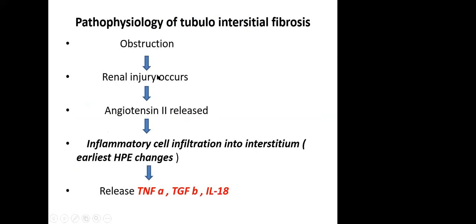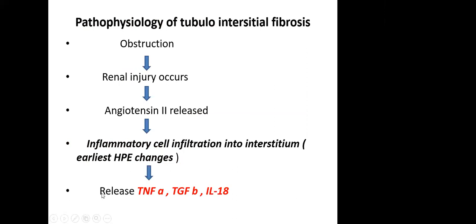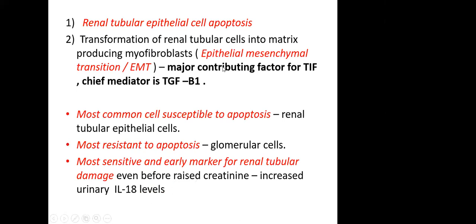So this is the pathophysiology in brief. First, there will be an obstruction. Then a renal injury occurs. Due to renal injury, angiotensin II will be released. This angiotensin II will recruit inflammatory cells into the interstitium, that is monocytes and lymphocytes, and these release transforming growth factors. This will lead to fibrosis of the tubular cells. The tubulointerstitial fibrosis, the most important microscopic change in obstruction, is due to the release of angiotensin II and all these growth factors, which is called epithelial mesenchymal transition. That is, tubular epithelial cells will be converted into mesenchymal cells, that is myofibroblasts.